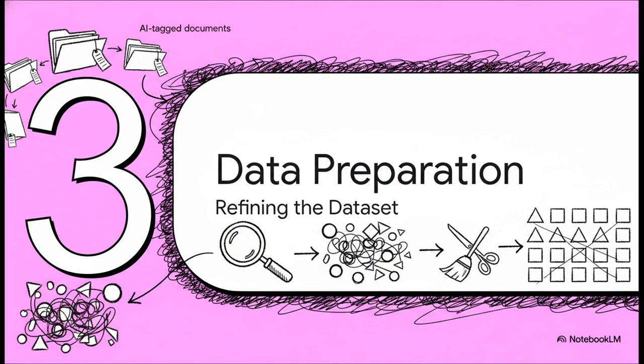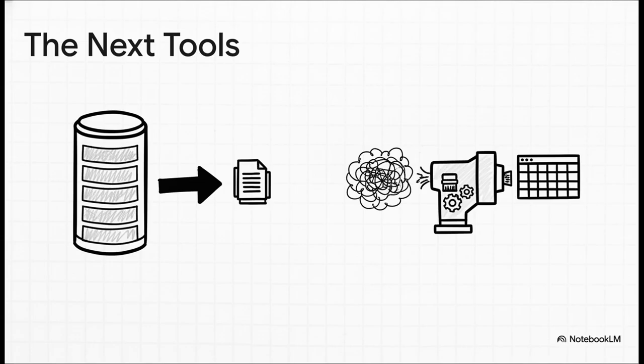All right, so all our documents are now tagged and neatly organized in our digital archive. We're moving into phase 2, the not-so-glamorous but absolutely essential work in data preparation. This is where we get our hands dirty and get the data ready for the main event. For this part, we use 2 more tools.